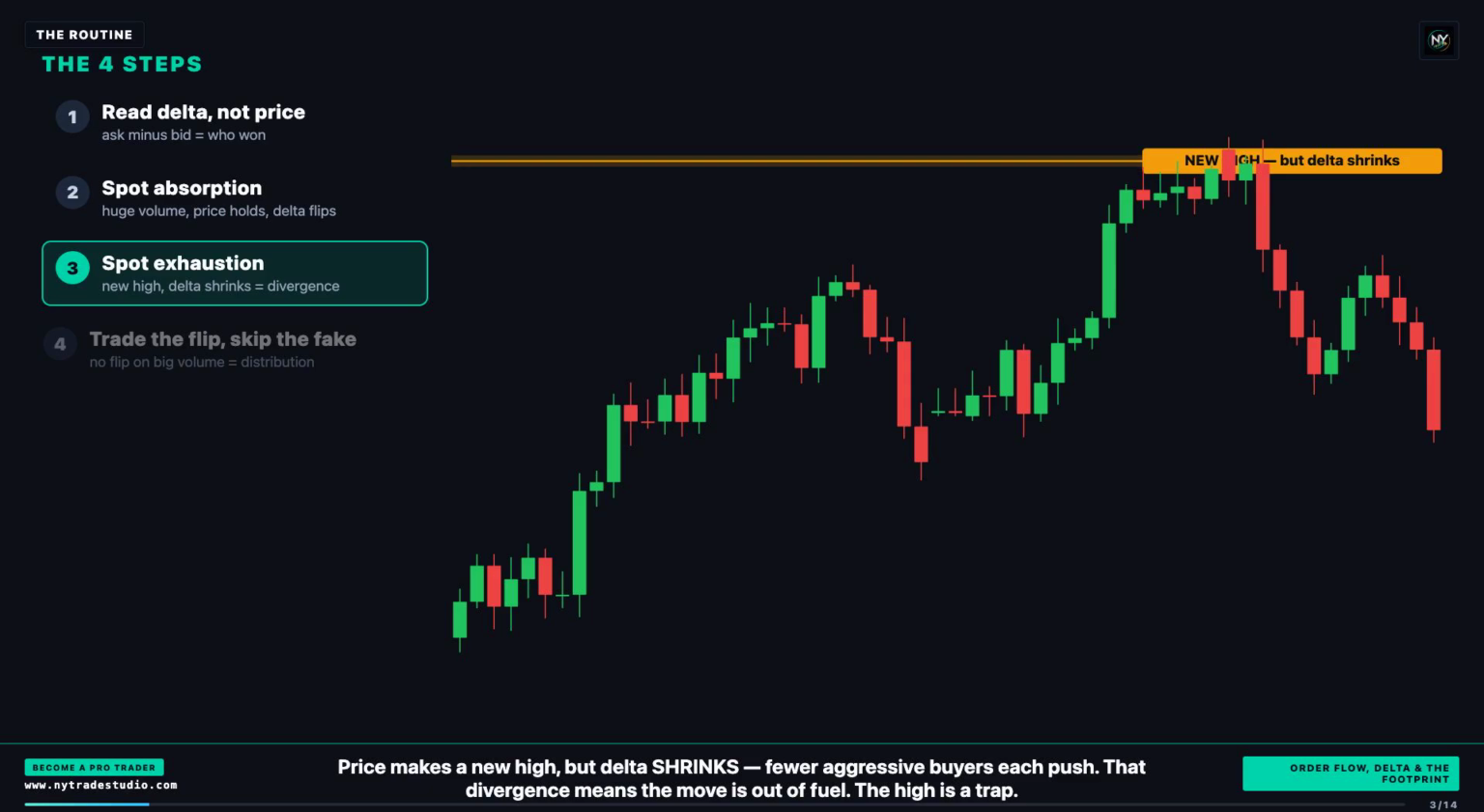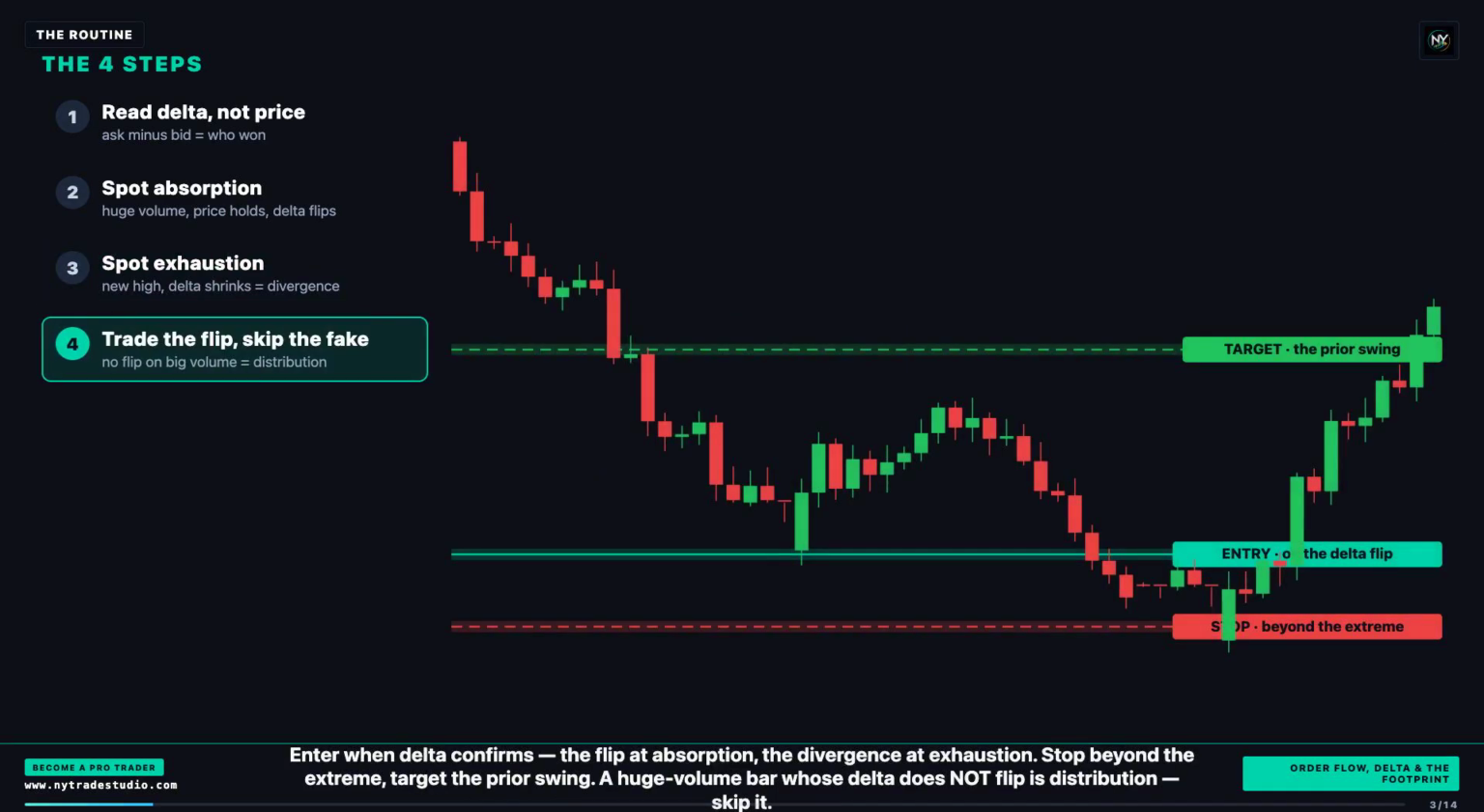Step 4, trade the flip and skip the fake. You enter when delta confirms the flip at an absorption low or the divergence at an exhaustion high. Your stop goes beyond the extreme. Your target is the prior swing. And here is the rule that saves your account. A giant volume bar whose delta does not flip is not absorption. It is distribution. A big player handing shares to the crowd.